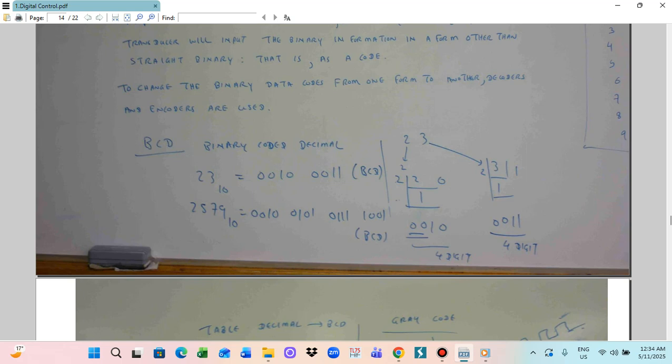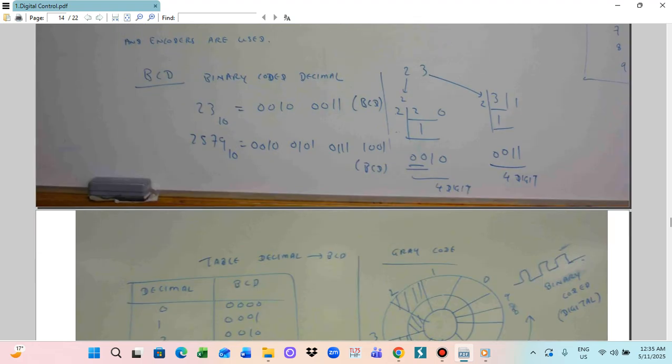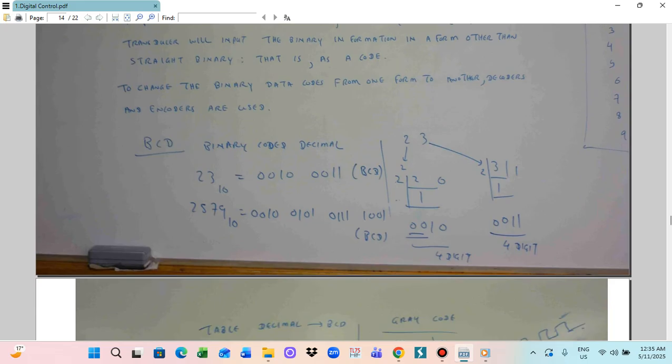Similarly, take 2, 5, 7, 9. The 2 is 0010, 5 is 0101, 7 is 0111, and 9 is 1001. So this is a BCD code. We convert the decimal 23 to the BCD code 0010 and 0011. 2579 is 0010, 0101, 0111, 1001. So this is for the BCD code.